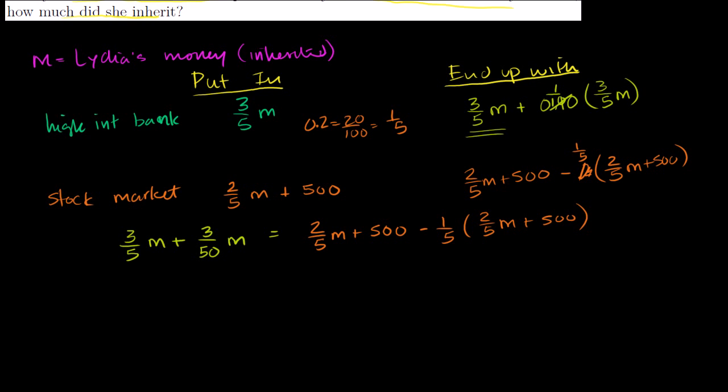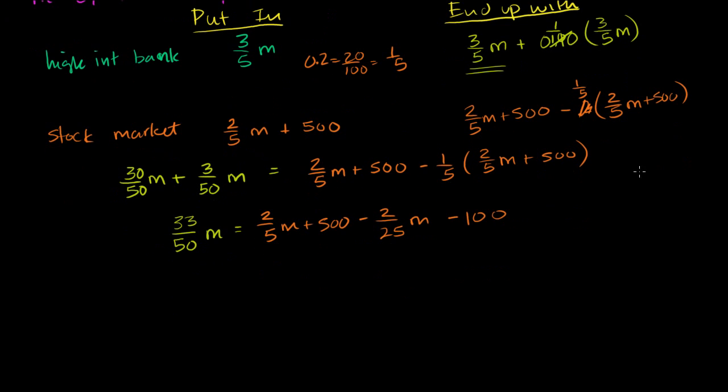So right here, let's add 3/5 of something plus 3/50ths of something. Well, 3/5 is the same thing as 30/50ths, if I multiply the numerator and the denominator by 10. Now we can add: 30/50ths plus 3/50ths is 33 over 50 m, is equal to, let's simplify this a little bit, 2/5 m plus 500. Distribute the negative 1/5, so you get negative 2 over 25 m, and then negative 1/5 times 500 is minus 100.